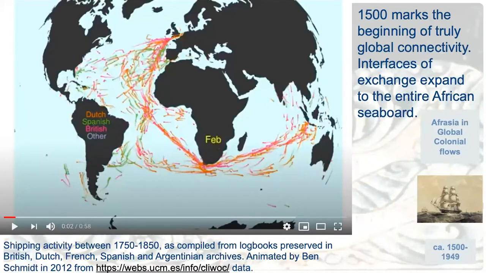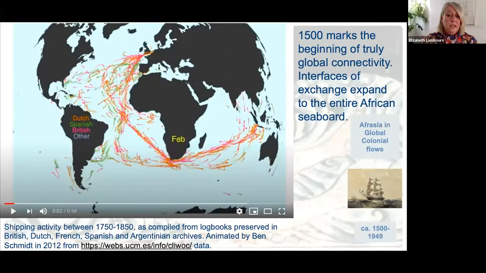The logbooks themselves are a really interesting reminder of the increased volume and quality of data that we have available on exchanges after 1500. So you can see how lively now both the Cape route round from Europe to East Asian waters is, but also all these little sparkles and explosions of shipping activity all around the African coast. It's a real change.